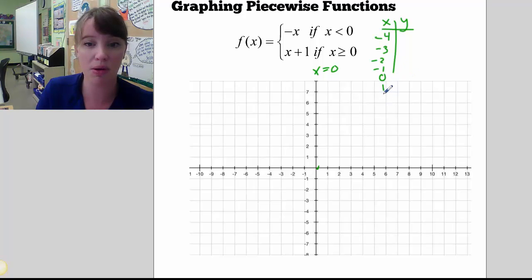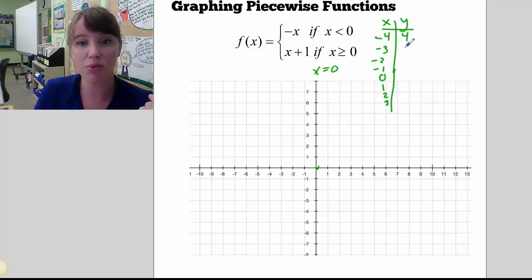Actually, let's just determine a few of them, like this. Okay. So at negative 4, it's taking the opposite, so it's 4. At negative 3, it's taking the opposite, so it's 3. At negative 2 again, like this, and at negative 1 again. Okay, at 0, it jumps to the other function.